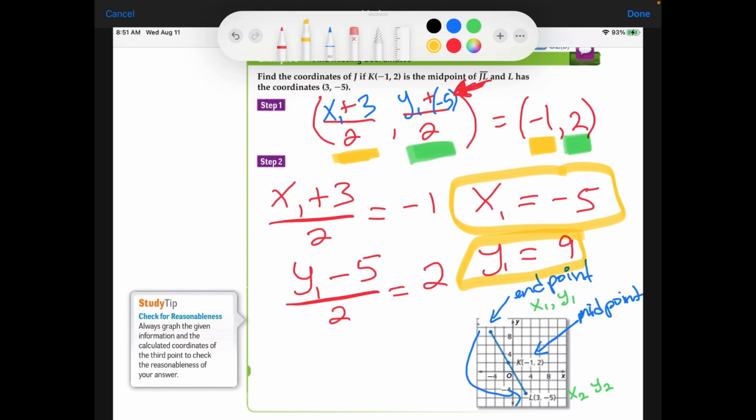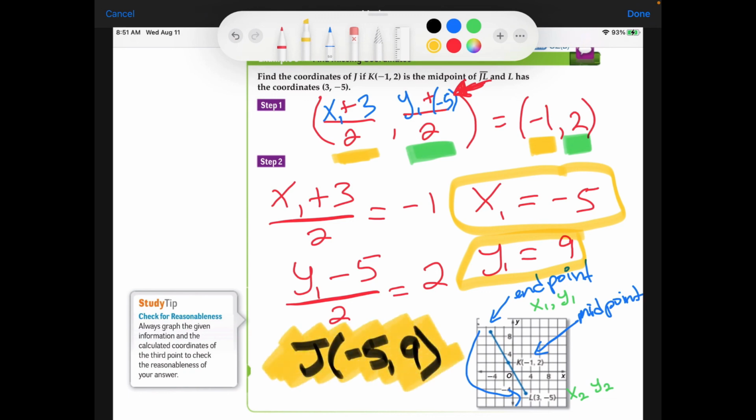So my final answer is not just going to be these two random numbers, right? We're trying to find a point. So the coordinates of point J are going to be -5, 9. And this is going to be your final answer. Okay, hope that helps.